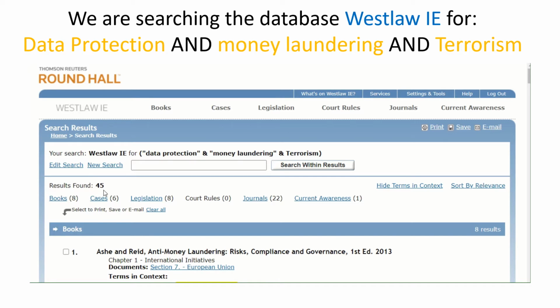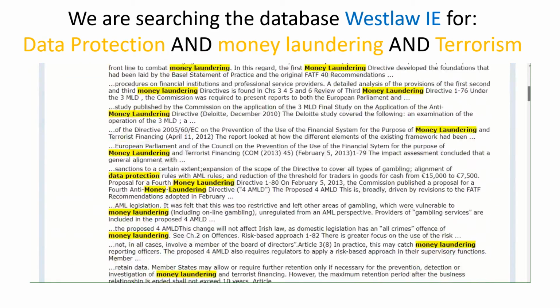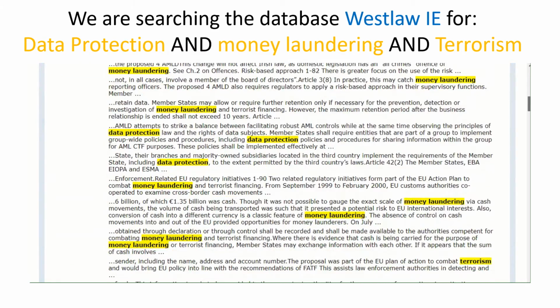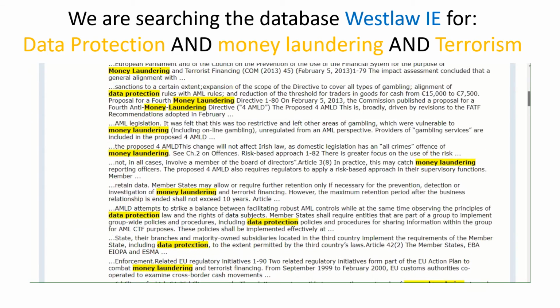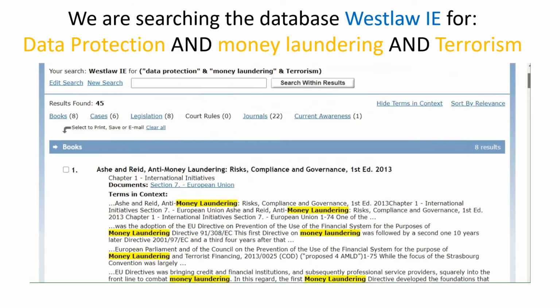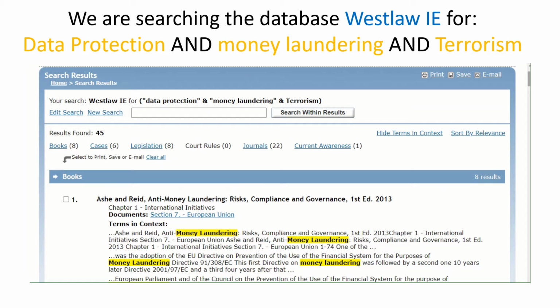And it has given me 45 results for this search string. So you can see I have 6 case results, 8 books, 8 results for legislation and 22 for journal and 1 for current awareness. So I can scroll down through the results and click into whatever one I want, but you can see it's picking up on the phrases that we put in our inverted commas in that search string, and I'm going to click into the cases to have a look at those.